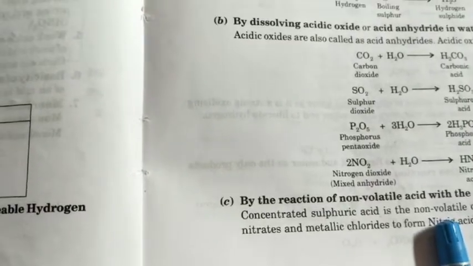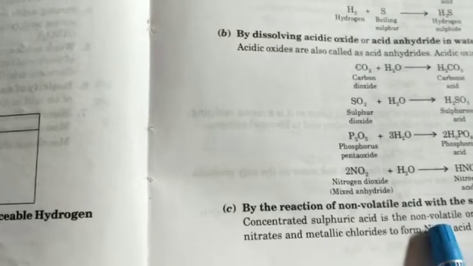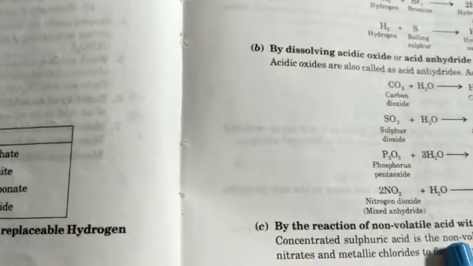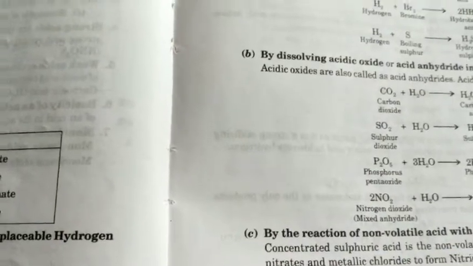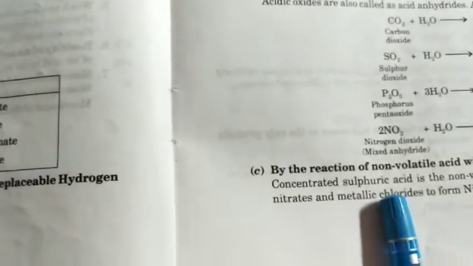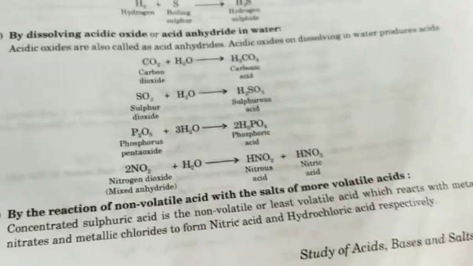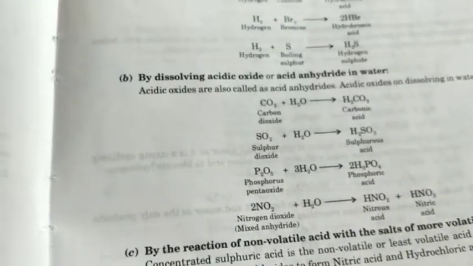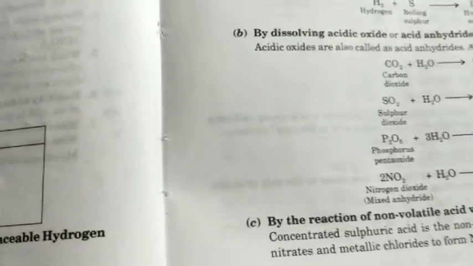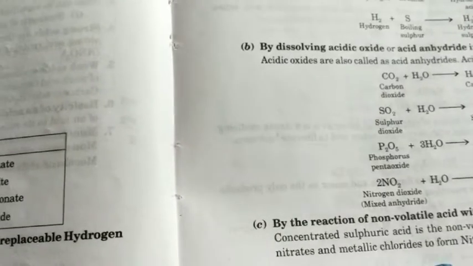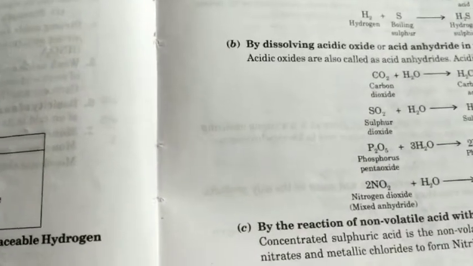Now the next point, by the reaction of non-volatile acid with the salt of a more volatile acid. What do you mean by non-volatile? The substance which doesn't vaporize easily in the atmosphere is known as non-volatile. Concentrated sulfuric acid is the non-volatile or least volatile acid. This question is asked in exams: write the name of the non-volatile acid. Conc. sulfuric acid is the non-volatile or least volatile acid, which reacts with metallic chloride and nitrate to form hydrochloric acid and nitric acid respectively.